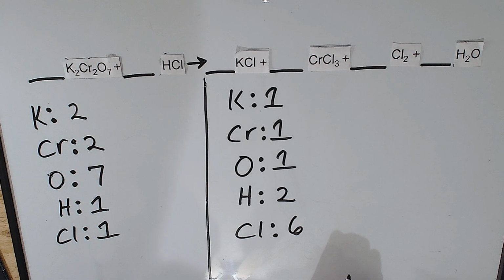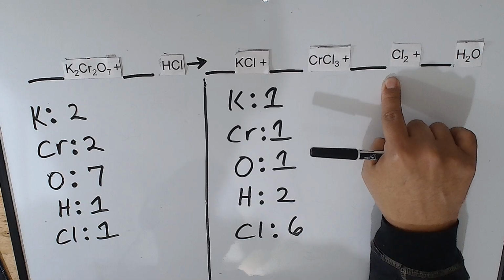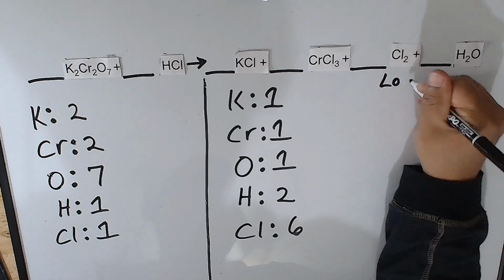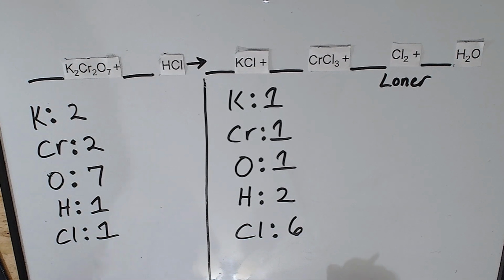Next, we need to identify the loner, and that is the one that is not part of a compound, and the only loner in this chemical equation would be chlorine. So I'm going to write it in here. We want to end with the loner if possible.